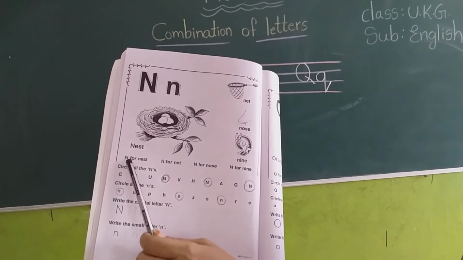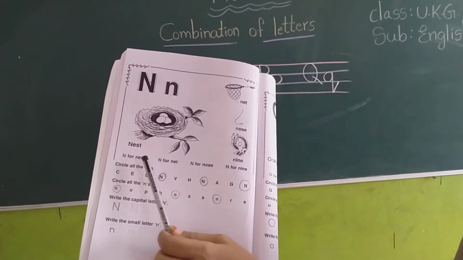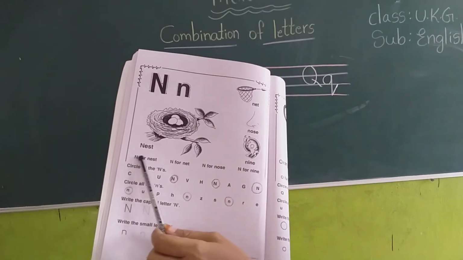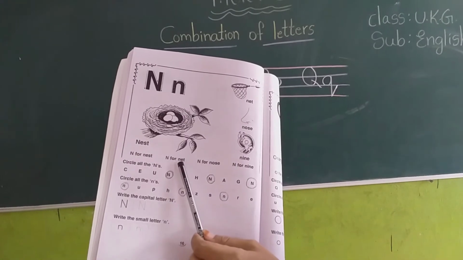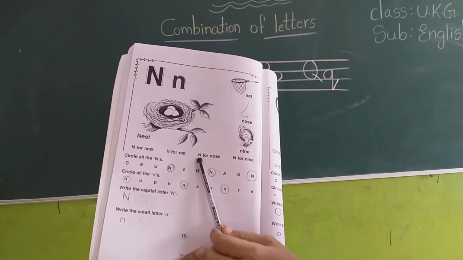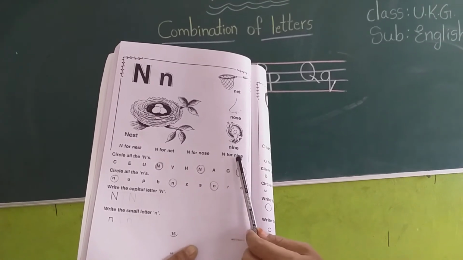Okay. Now keep the fingers here. N for nest. Repeat after me, children. N for nest. N for net. N for nose. N for 9.